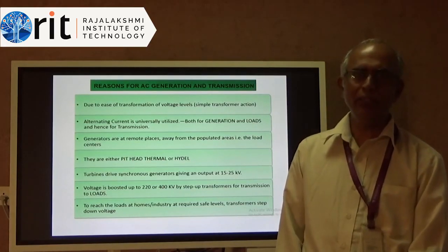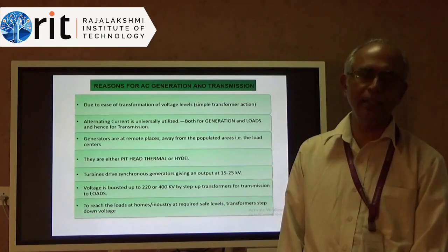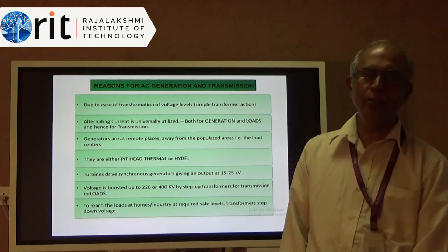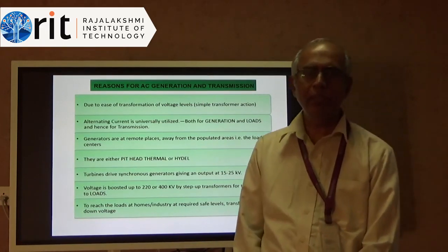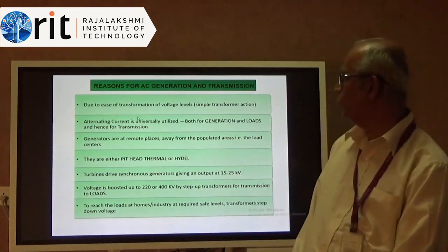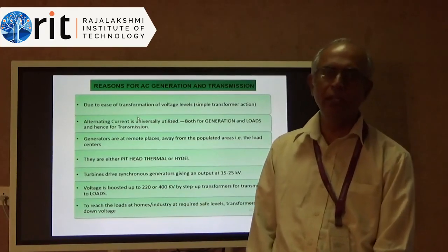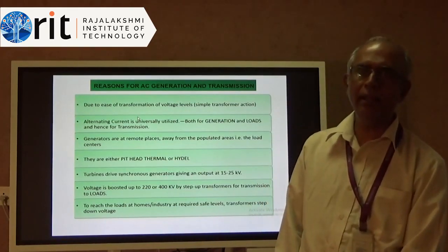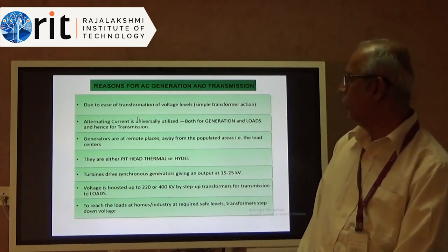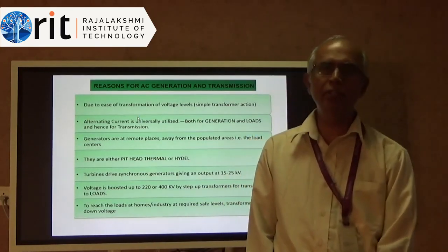This equipment, the transformer, basically works on alternating current. So we definitely needed to transmit at high voltage, and AC became very popular because of this particular requirement. So we say, due to ease of transformation of voltage levels, simple transformer action, that was the reason why we initially had AC in the first place. Alternating current is universally utilized both for generation and transmission.